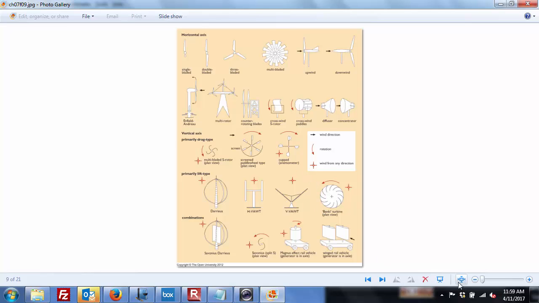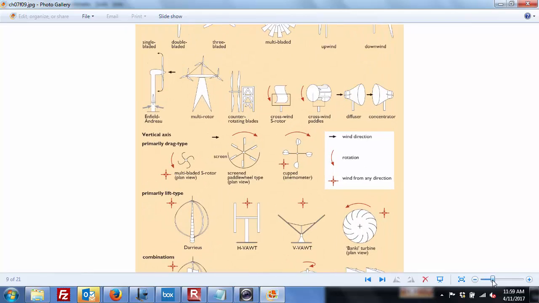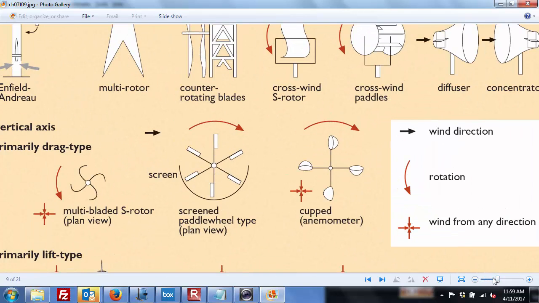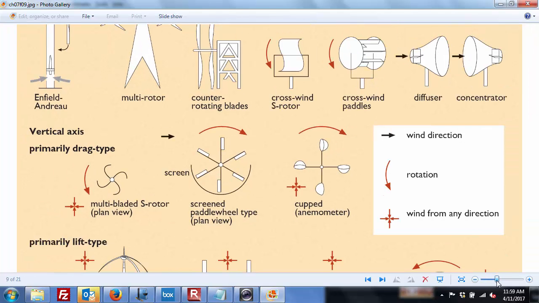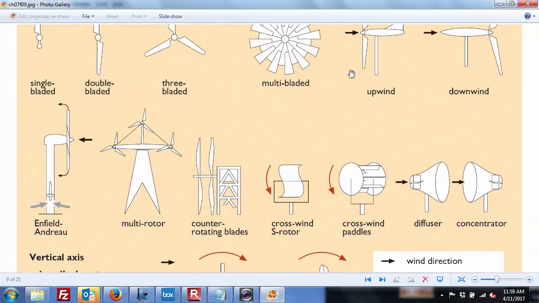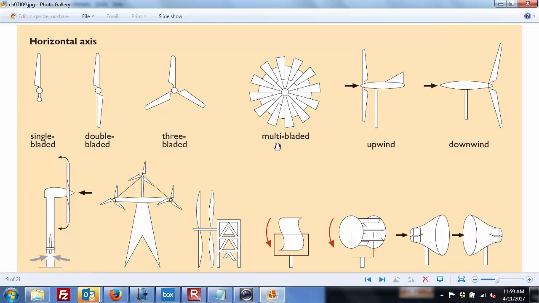Okay, so if we zoom in here just a little bit, it is amazing how many different types of turbines the human mind has conceived of. But a couple different main categories. One is the horizontal axis, and that's the type we're most familiar with, right? That's the one we see out on the big wind farms. You can go 1, you can go 2, you can go 3. You can have your tail downwind. You can have your blades downwind.